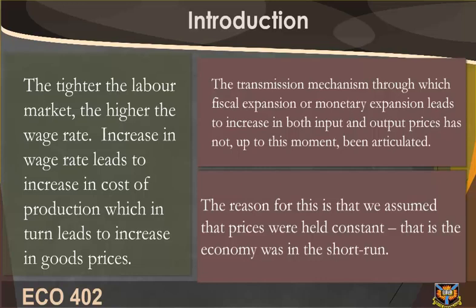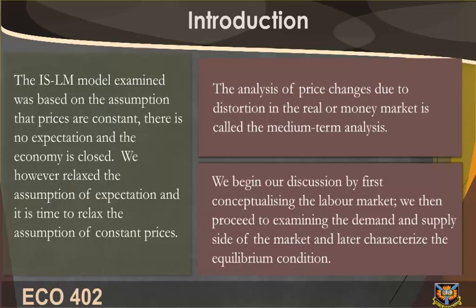The transmission mechanism through which fiscal expansion or monetary expansion leads to increase in both output and input prices has not up to this moment been articulated. The reason for this is that we assumed that prices were held constant, that is, the economy was in the short run. The ISLM model examined was based on the assumption that prices are constant, there is no expectation, and the economy is closed. However, we relaxed the assumption of expectation and it is time to relax the assumption of constant prices. The analysis of price changes due to distortion in the real or money market is called the medium-term analysis.